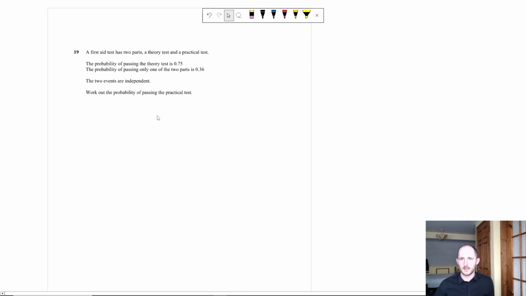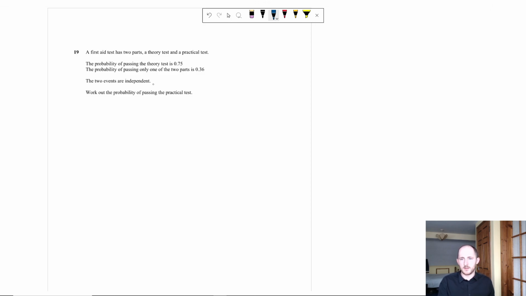Cool. First aid test has 2 parts, a theory and a practical test. The probability of passing a theory is 0.75. Probability of passing only one is 0.36. They're independent. Remember, independent events, their probabilities don't affect each other, right? So an example is, if I flip a coin and roll a dice, what I get on the coin does not affect what I get on the dice roll. Whereas if, for example, the probability of me taking an umbrella to work, that is affected by the probability it rains, right? Because if it rains, the probability that I take an umbrella is a lot higher than if it's a dry, sunny day. Or even like the time of year, for instance. So those aren't independent because they change.